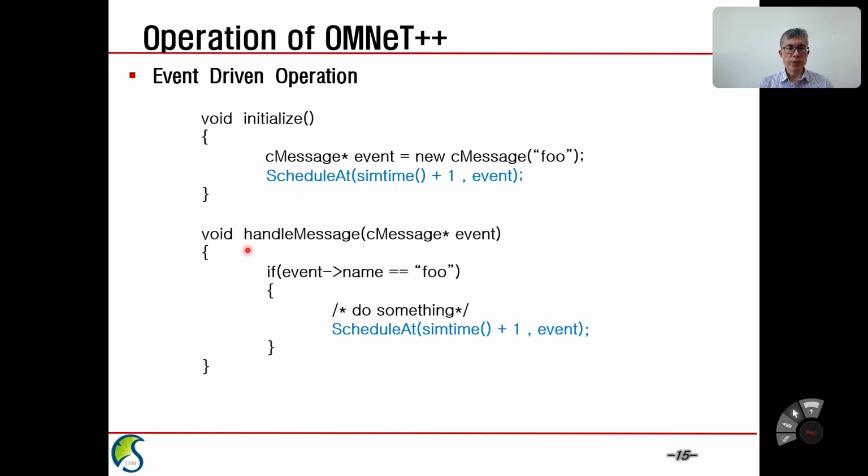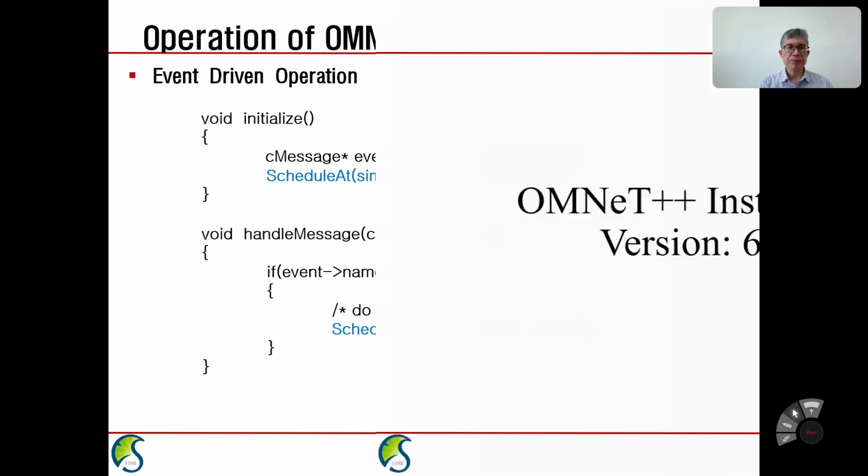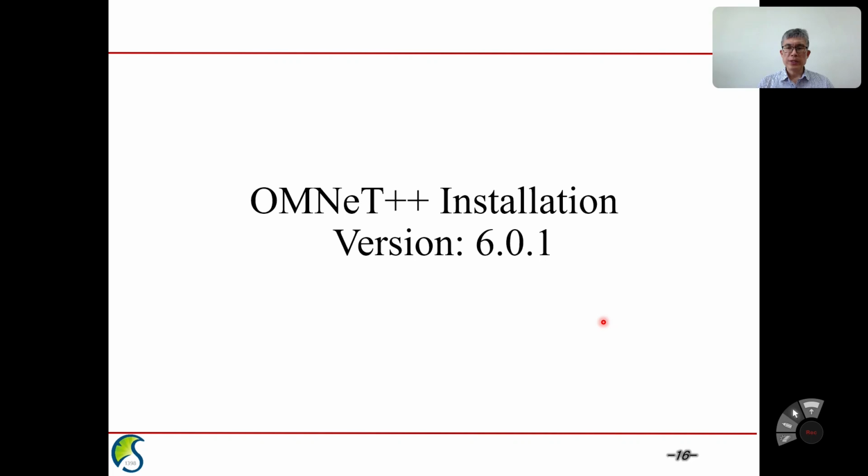In the event handler, handleMessage takes the message event you made previously in initialize, and the event name is poll here. If the message name is equal to poll, you do something, and after that you can schedule again at the simulation time plus a unit time, and the event will be handled. So this is the basic discrete event simulator.